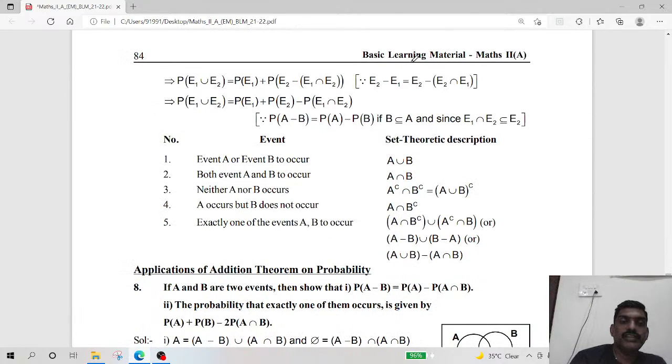Next, event A or event B occurs: A union B. Both events A and B occur: A intersection B. Neither A nor B occurs: A complement intersection B complement. A occurs but B does not occur: A intersection B complement. Exactly one of the two sets A and B occurs: A intersection B complement union A complement intersection B.